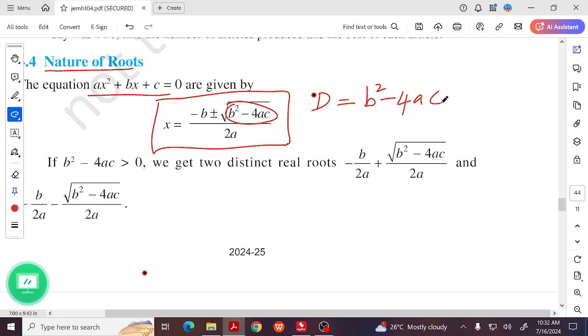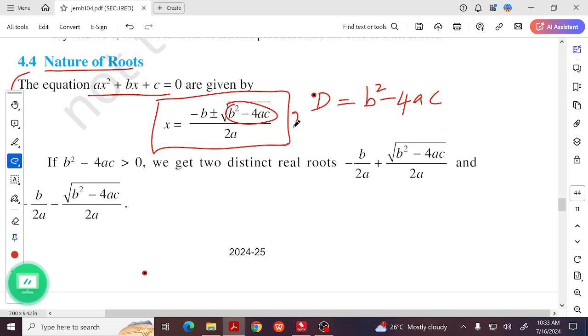The first letter of discriminant is D. D equals b square minus 4ac. You have to remember it and not forget it. You should write this down: the nature of roots of the equation ax square plus bx plus c equals 0 are given by x equals minus b plus or minus square root of b square minus 4ac, whole divided by 2a, where D equals b square minus 4ac.